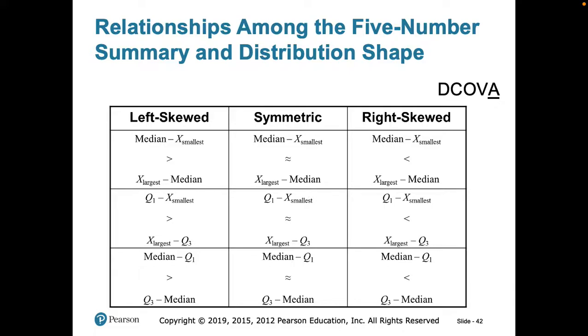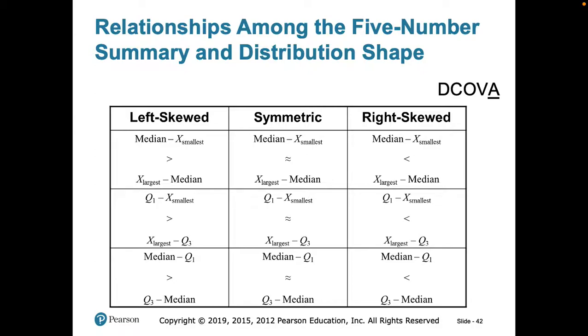Let's talk about the relationship among the 5-number summary and the distribution shape. If it's left skew, that means the median minus the smallest value is going to be higher than the largest value minus the median. Q1 minus the smallest value will be higher than the largest value minus Q3. The median minus Q1 will be higher than Q3 minus the median. Remember the left skew example that we saw a couple of slides ago. If you grab those data, that's how it's going to fall.